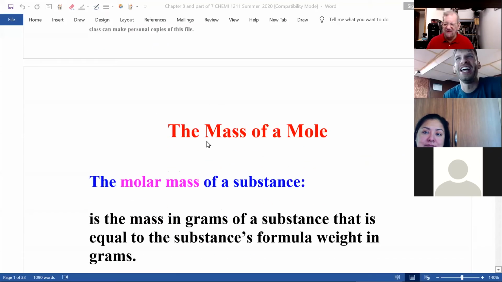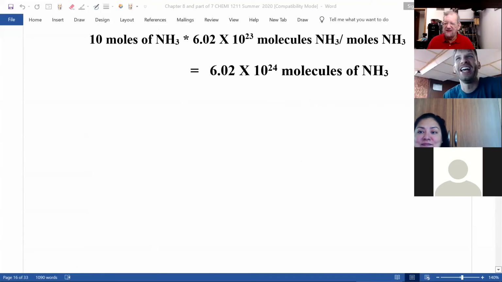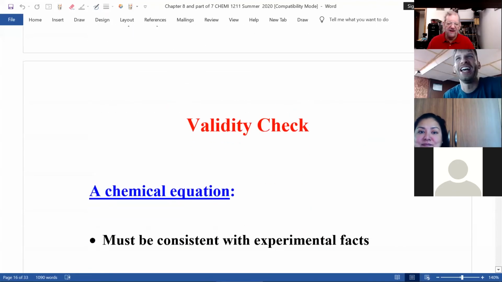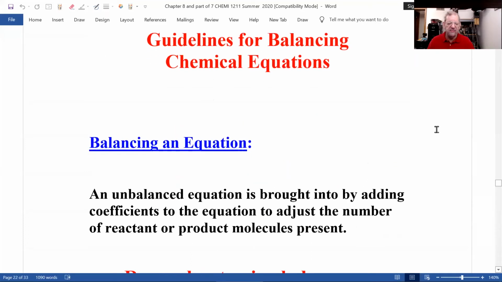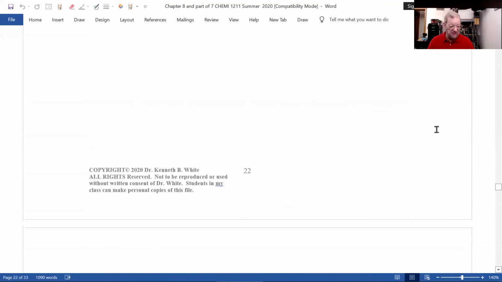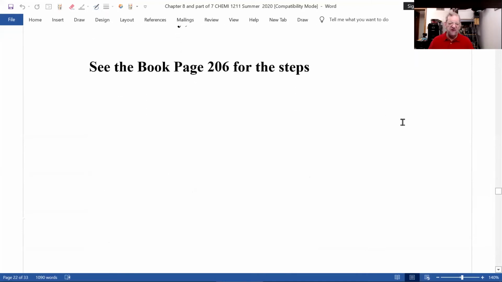Everybody following that, what I'm doing? We already went through this. We did the balancing equation. I taught you what the coefficient is, but on a test, I'll never ask you what's the coefficient.